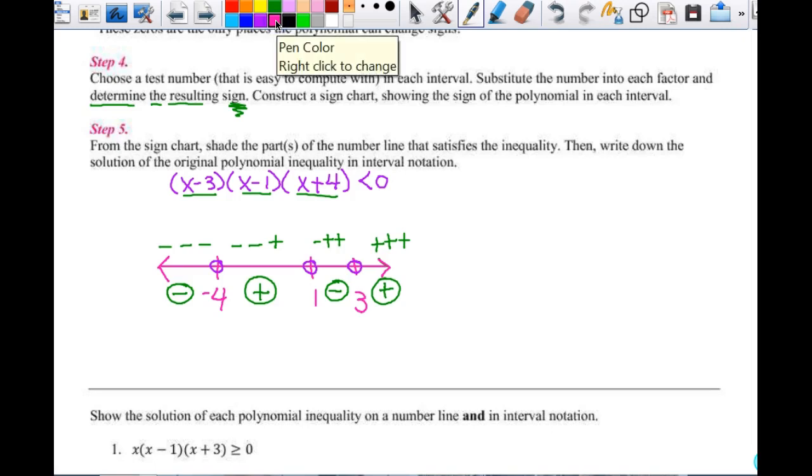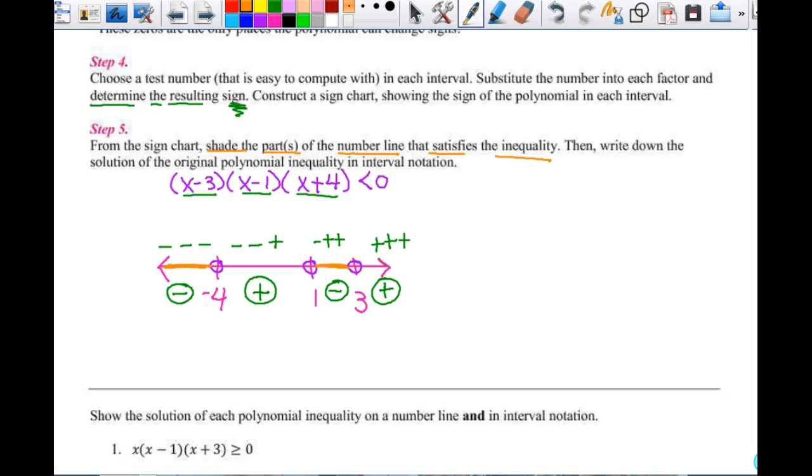So what I'm looking for here then is, it says, form the sign chart. This is my sign chart. Sign chart's important because that's what we're going to apply to things other than polynomials. Shade the parts of the number line that satisfies the inequality. Well, if I want this right here to be less than 0, that would mean negative. So I shade where it's negative, that's where it would be less than 0.